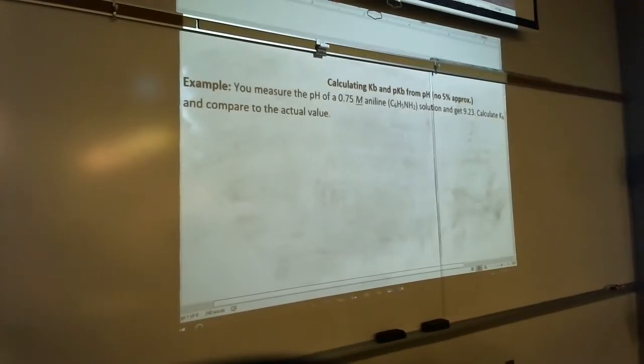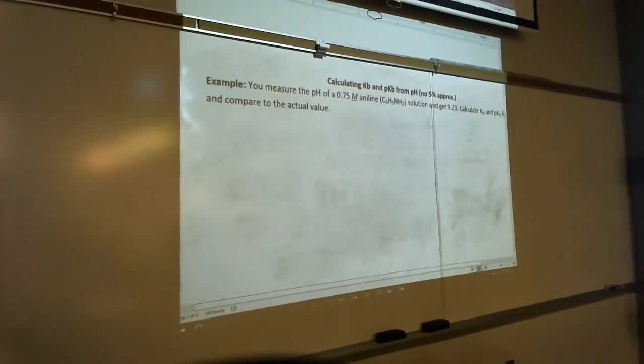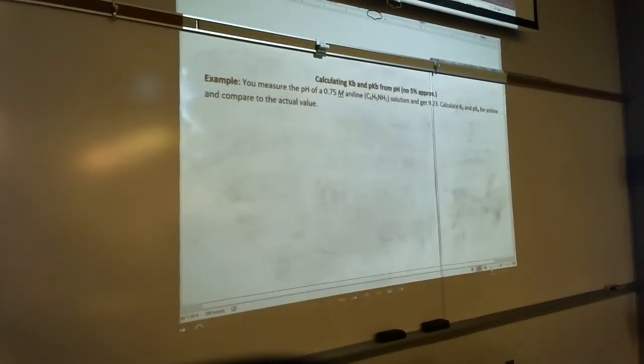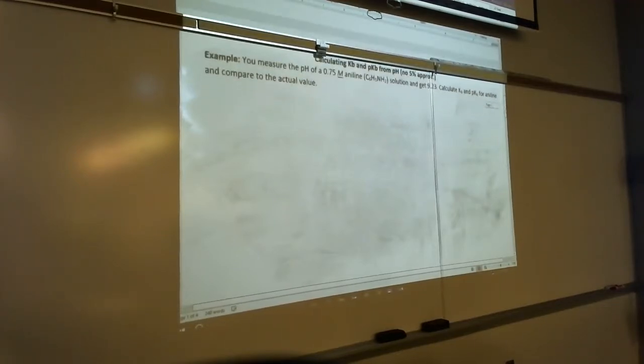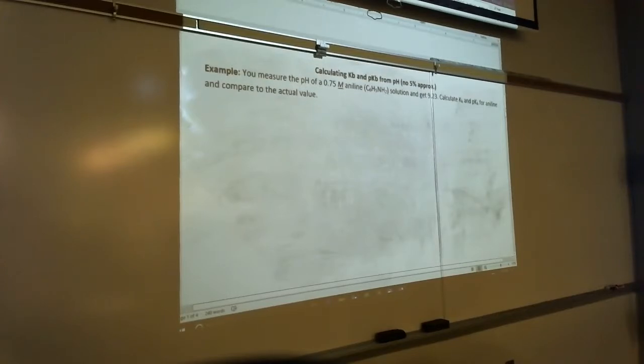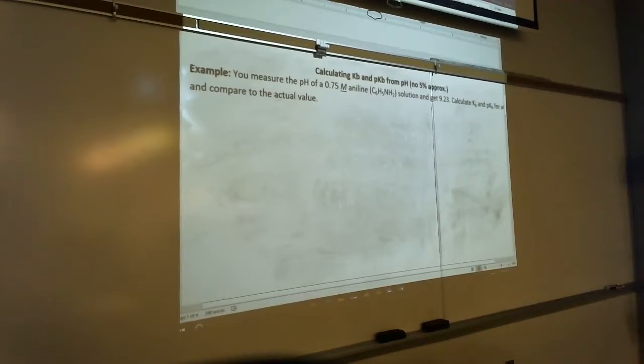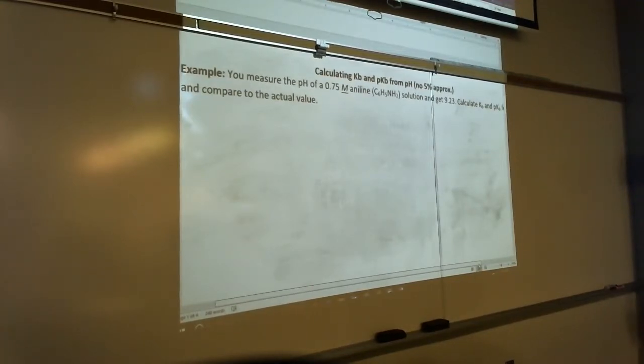Okay, now let's do an example where we are not allowed to use the 5% approximation. And it's not because we're not allowed, it's really just because we don't need to. Okay, it's just not necessary. So you measure the pH of a 0.75 molar aniline solution and get 9.23. I want Kb and pKb, and then compare that to the actual value. How would I turn a Kb into a pKb? What does the little p mean? Negative log, right. So take the Kb and take the negative log of it.